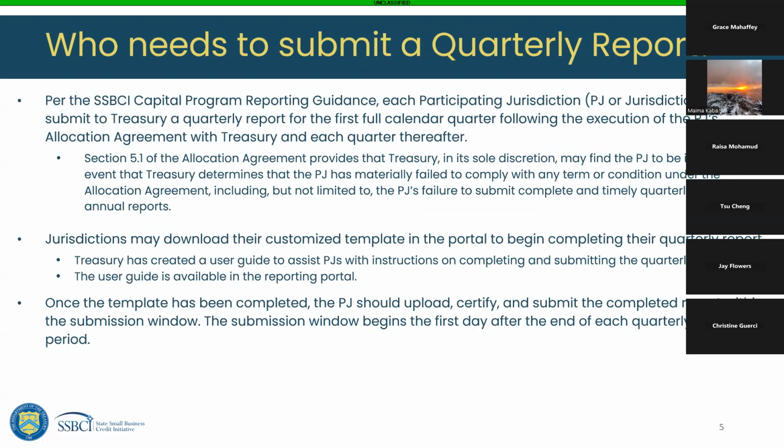Each jurisdiction is required to submit a quarterly report starting with the first full calendar quarter following your executed allocation agreement with Treasury. As mentioned earlier in the previous slide, the submission deadline for Q3 closes on October 30th. The Q3 templates will be available to view and download by the end of this month, so please be on the lookout for your Q3 reporting template. You may upload your completed template anytime between October 1st, which is the beginning of the submission window, and October 30th. We encourage jurisdictions to submit before this deadline.